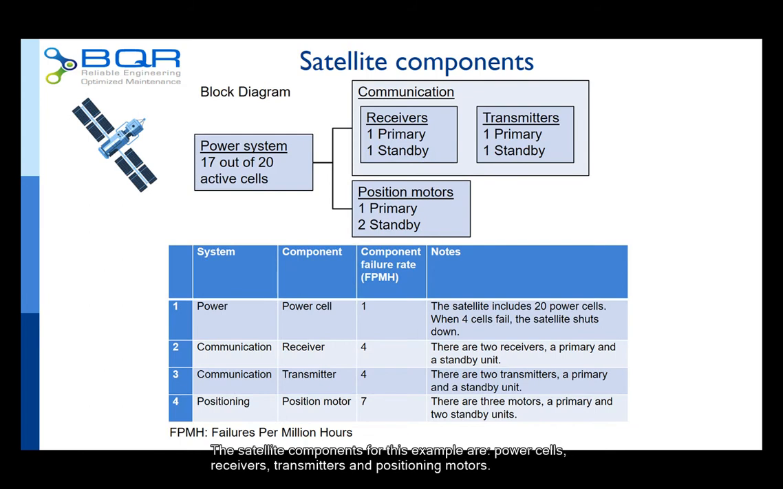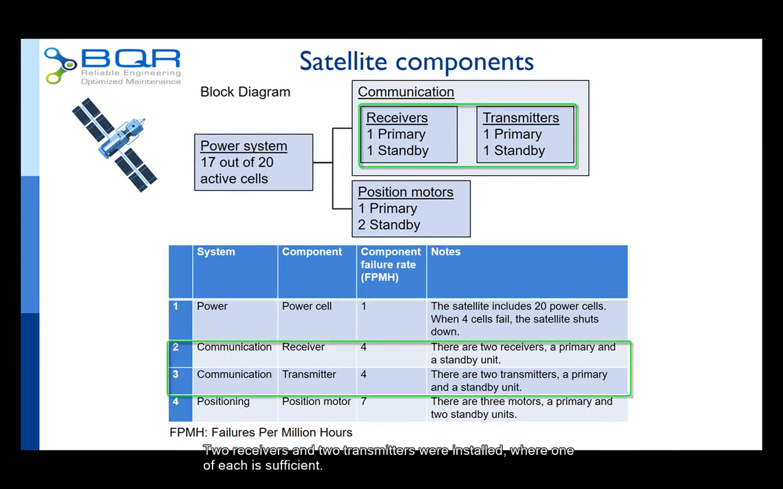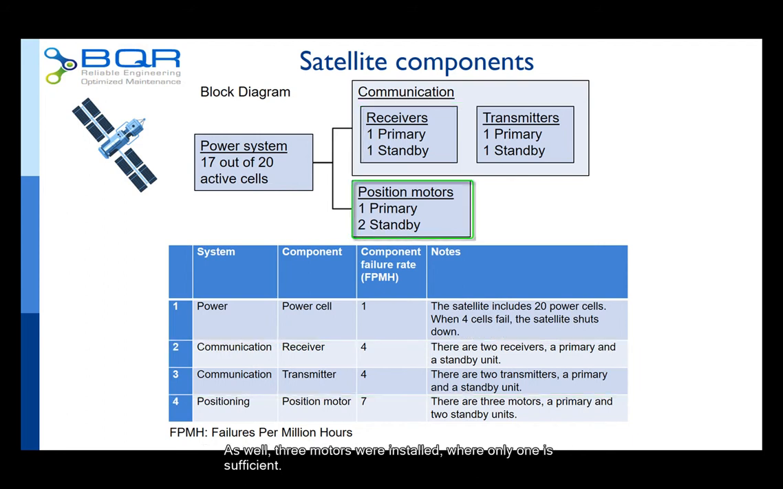The satellite components for this example are power cells, receivers, transmitters, and positioning motors. Redundancies were installed in the satellite for high reliability. 20 power cells were installed and only 17 are required for operating the satellite. 2 receivers and 2 transmitters were installed, where only one of each is sufficient. As well, 3 motors were installed, where only one is sufficient. The redundant motors, receiver, and transmitter are in standby mode until called for.